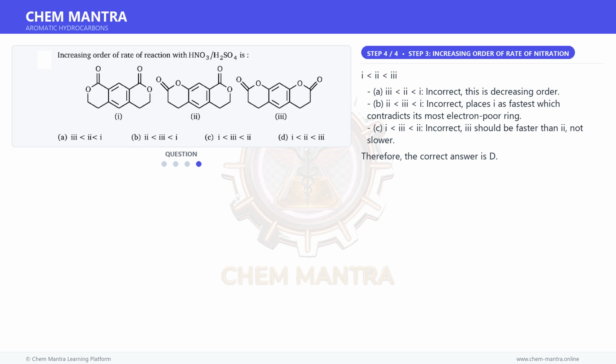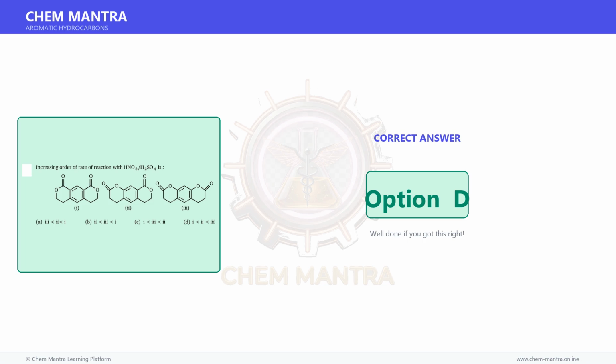And for the final step. The order is 1 < 2 < 3. A. 3 < 2 < 1, incorrect, this is decreasing order. B. 2 < 3 < 1, incorrect, places 1 as fastest which contradicts its most electron-poor ring. C. 1 < 3 < 2, incorrect, 3 should be faster than 2, not slower. Therefore, the correct answer is D. Therefore, the correct answer is option D.